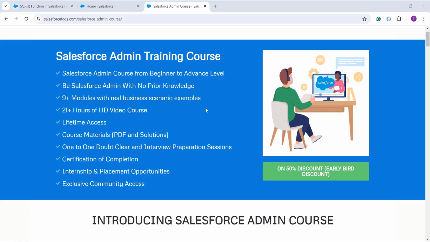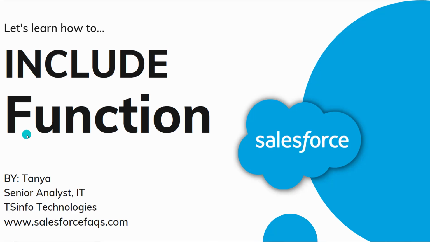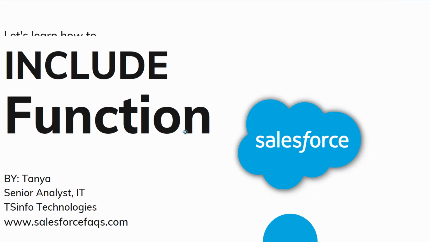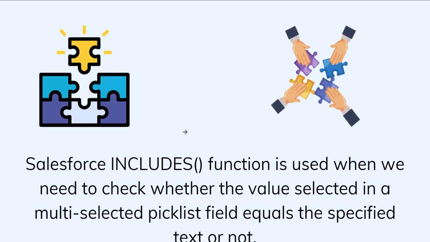So now let's move back to our today's topic. Today we are going to learn about the include function in Salesforce, and firstly we will discuss what we mean by the include function. This include function is one of the text functions of Salesforce that is used when we want to check whether the value selected in a multi-picklist field equals the specified text or not.